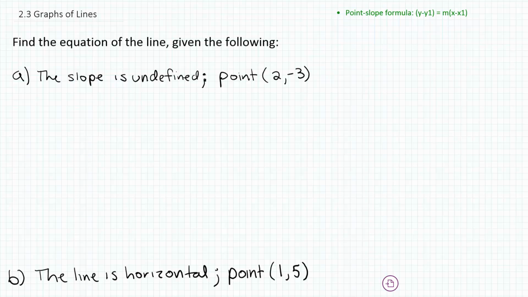Find the equation of the line given the following. Example A, they say the slope is undefined and the point that they're giving us on the line is (2, -3). All right, so remember what it means to say the slope is undefined.